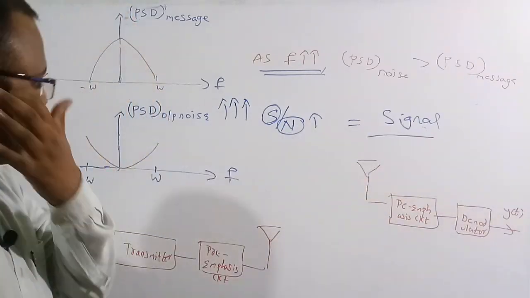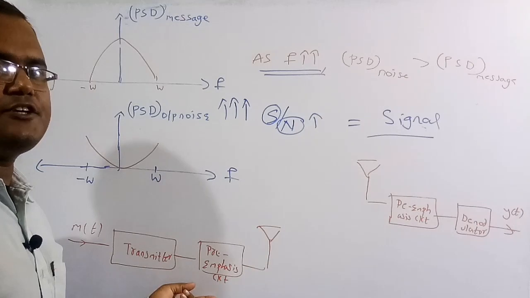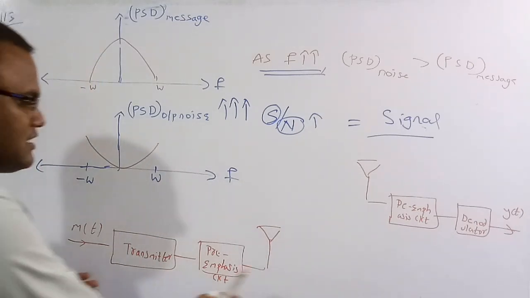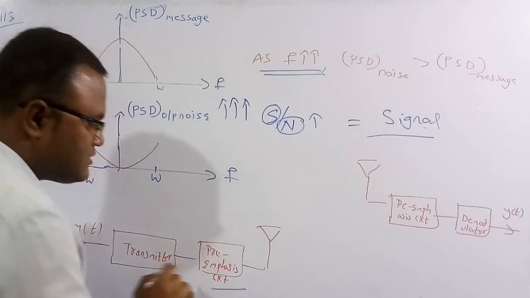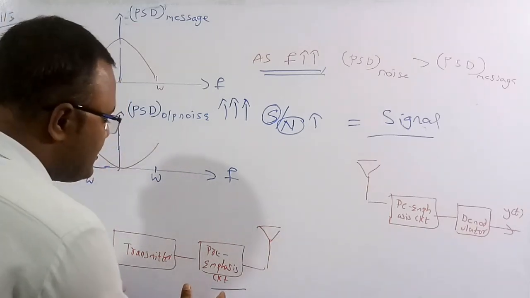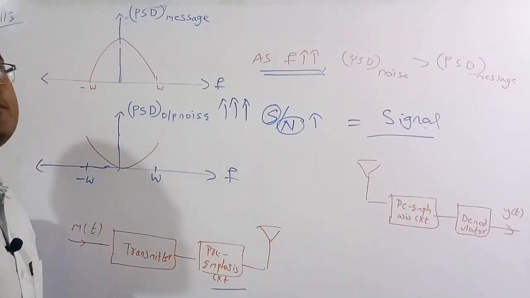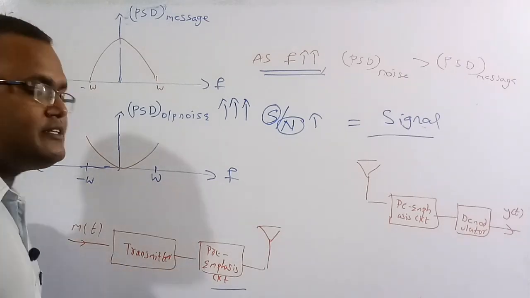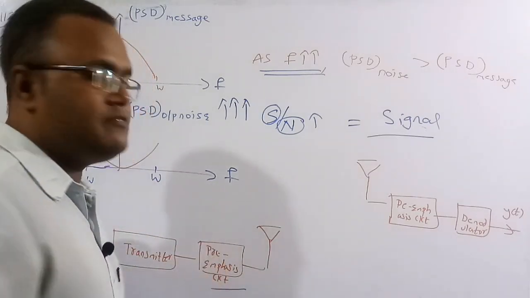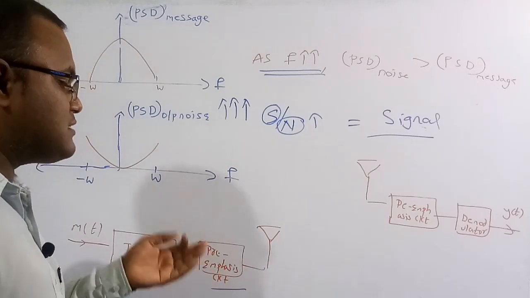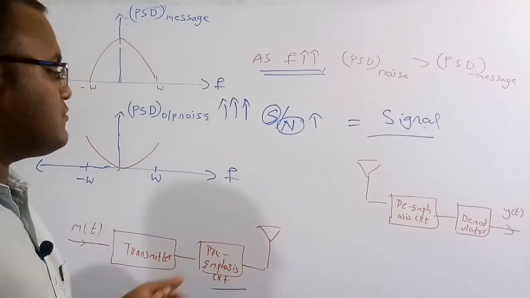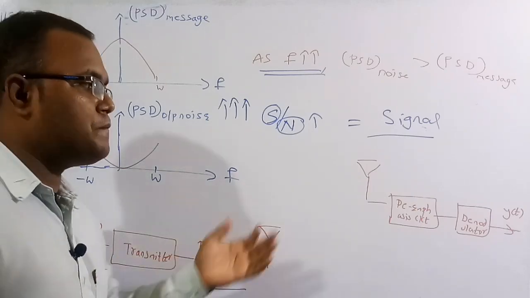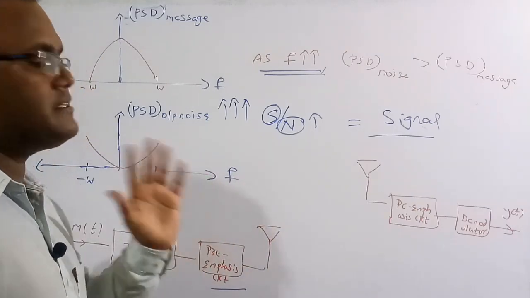That is what we are going to do with the help of the pre-emphasis circuit. Before we transmit the signal, we are going to keep a pre-emphasis circuit. The main aim of the circuit is to increase the signal amplitude at high frequencies. At high frequencies the signal amplitude increases, meaning the signal power is higher when compared to noise. So at the output we are going to get the message signal.